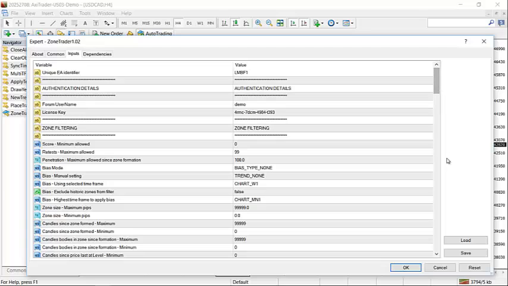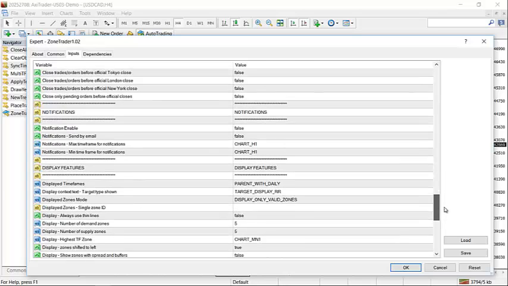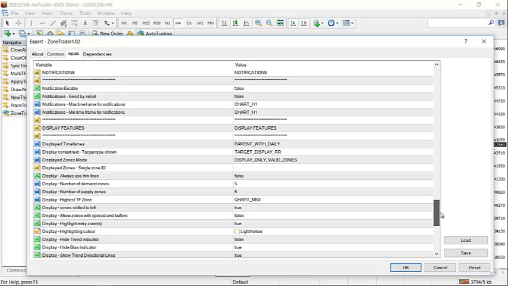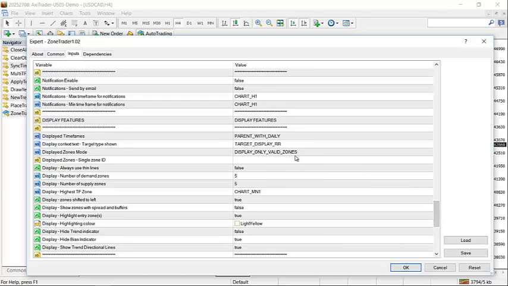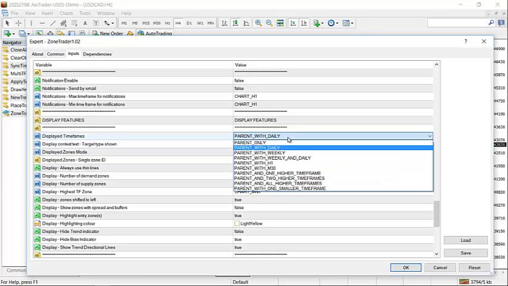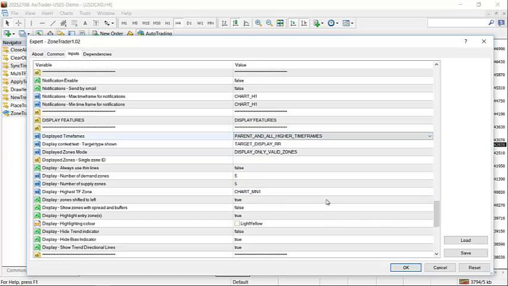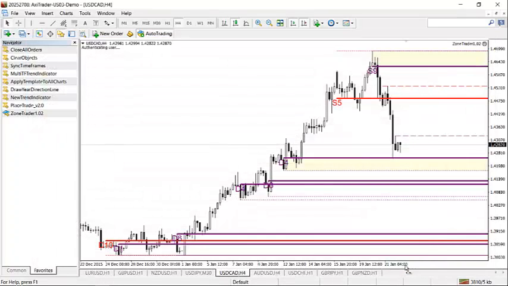To give you another example, we can simply view all higher time frame zones than the time frame you're actually looking at the moment. So instead of saying parent with the daily, say parent with all higher time frames. Now this will get a bit cluttered, so we don't normally do this, but just to give an example of what is capable.